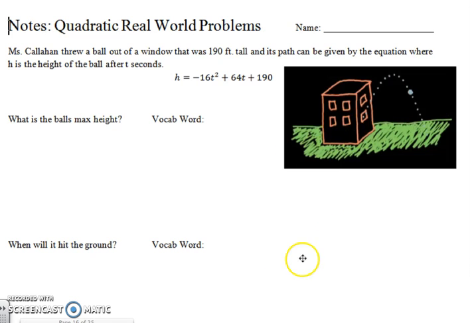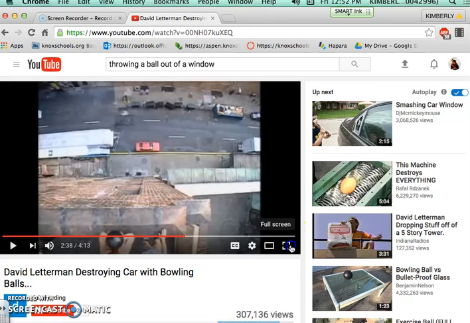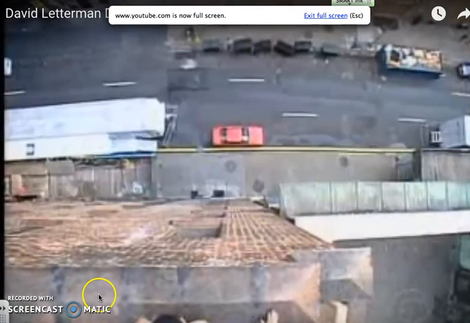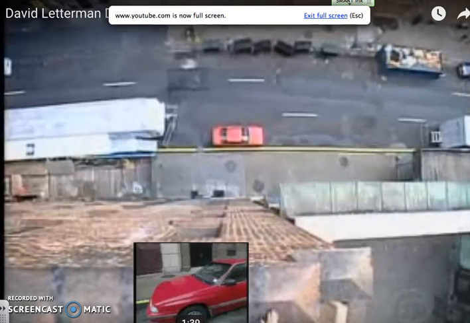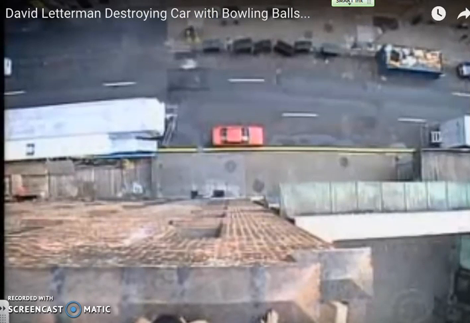All right, so let's look at David Letterman. He used to host a late-night show, and they are throwing bowling balls outside of a window to destruct this car, okay?